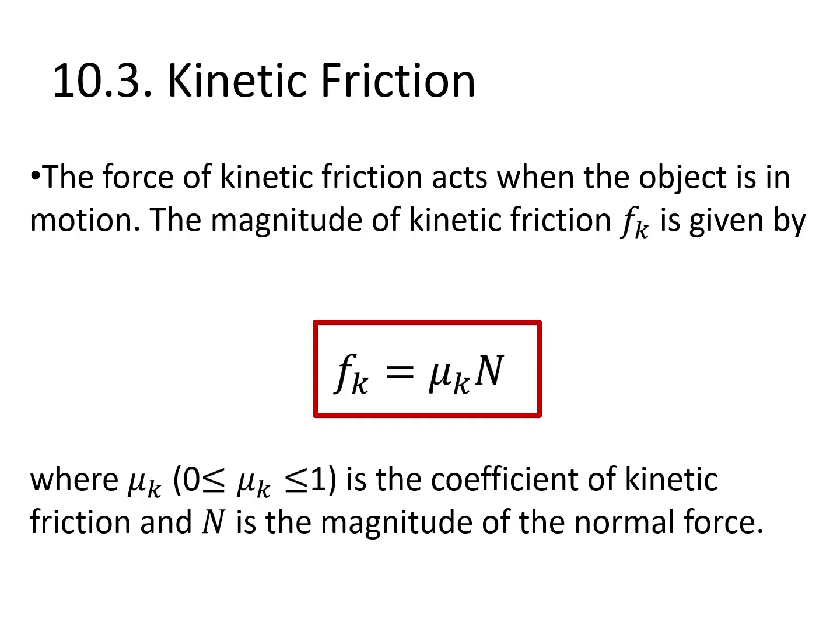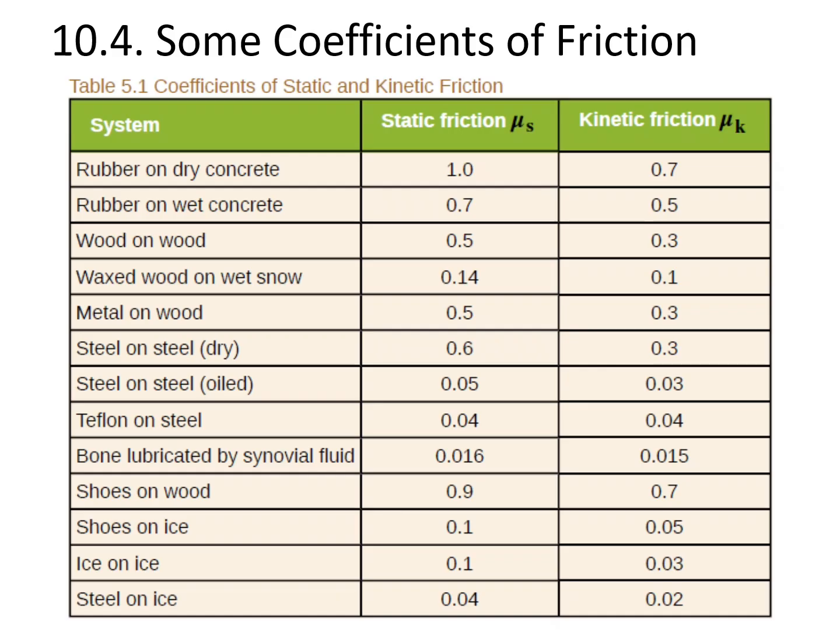The values of the coefficients depend on the pair of surfaces in contact. So let us look at some examples. The table lists approximate coefficients of static and kinetic friction for different pairs of materials. The coefficient depends on both surfaces, not just one object. For example, rubber on dry concrete has a much larger coefficient than steel on ice. This means rubber on dry concrete can produce a much larger frictional force for the same normal force.